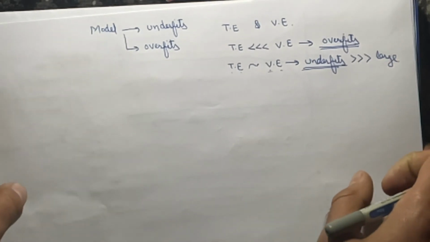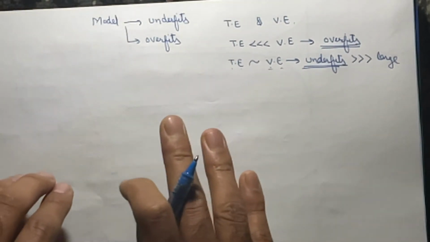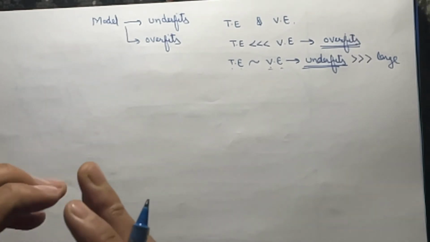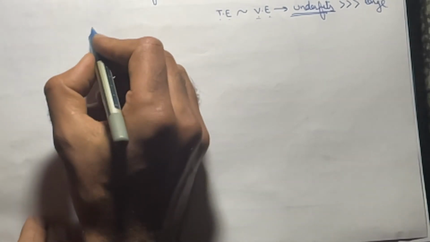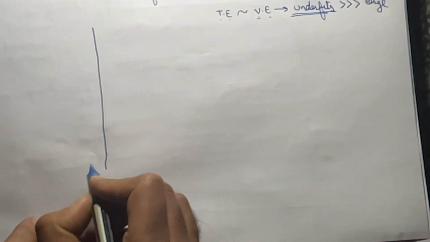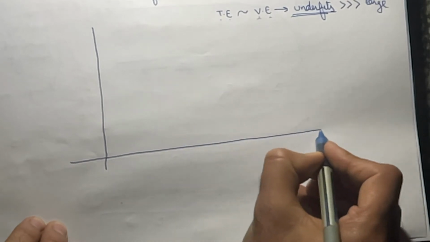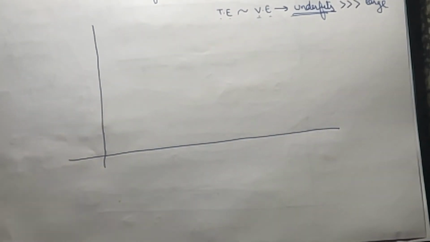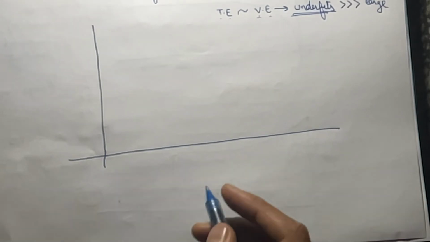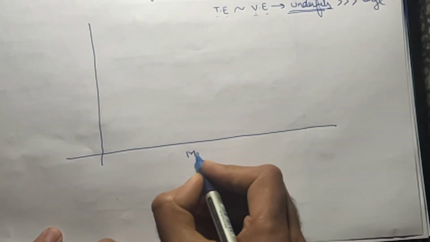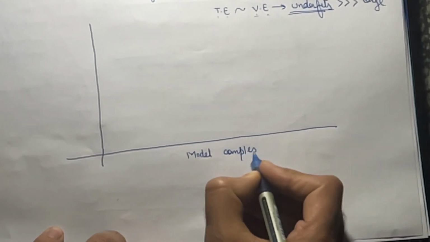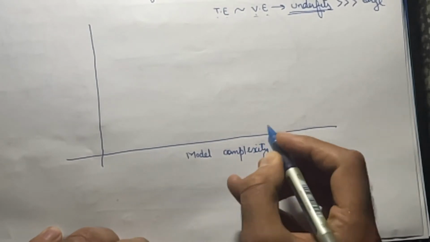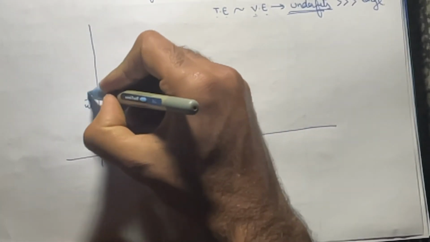Okay, this was all about the training, or we can say about the learning curves. Now we have one important thing that we have to understand. One important graph is here, so I will make this graph that you have to keep in mind. What this graph suggests is that if we plot model complexity and error, so this is our error.